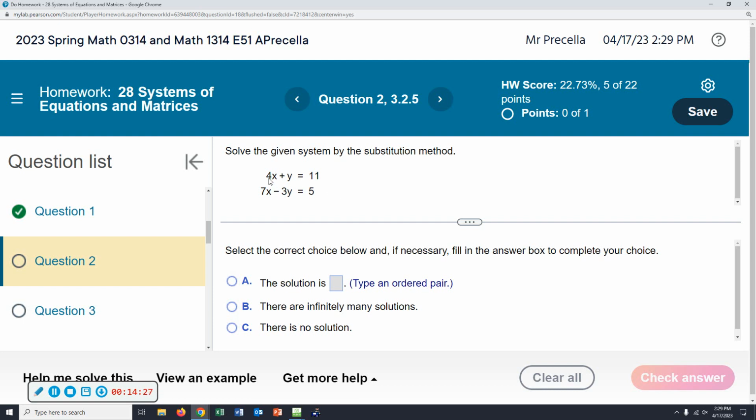Which one of these variables is the easiest one to get by itself? Y. This one right here. So let me write that down. And there's an addition. This one has that additional step. Number 2. We have 4x plus y equals 11.